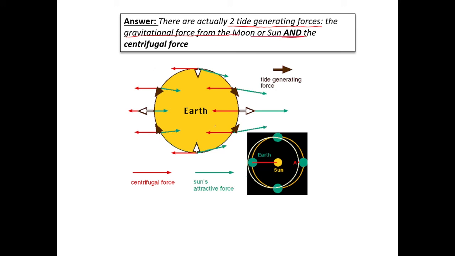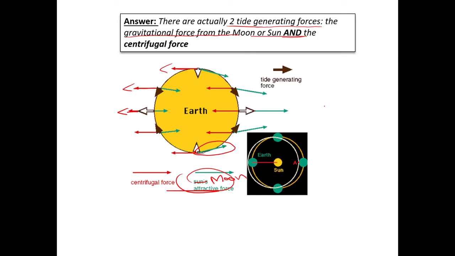So you can see that here's the Sun's attractive force. And you could put Sun or Moon, either one, or both, right? And then there's centrifugal force. The centrifugal force is always pointing directly outward. But at the same time, I want you to notice something here. The gravitational pull of either the Sun or the Moon is maybe a little bit off kilter, okay?